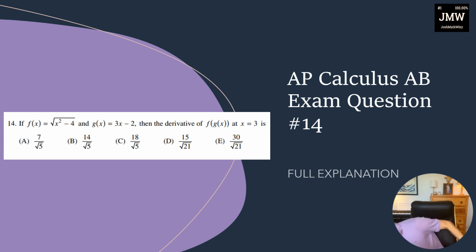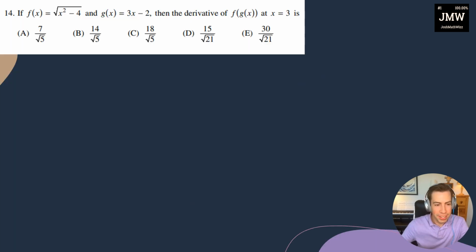Okay, let's take a look at this problem right here. Question 14. If f of x equals x squared minus 4 and g of x equals 3x minus 2, then the derivative of f of g of x at x equals 3 is what?